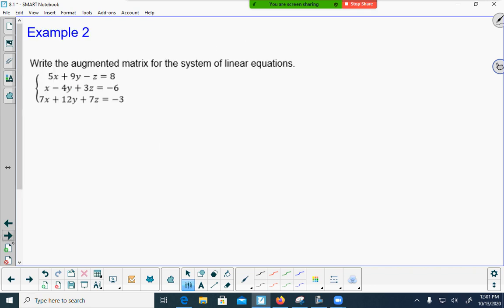So the first thing I have to do is learn how to write a system of equations as an augmented matrix. Francesca, would you like to try? So it would be... Yep.